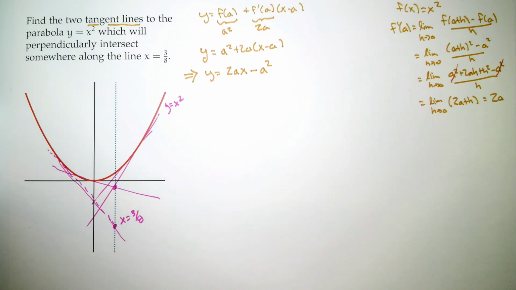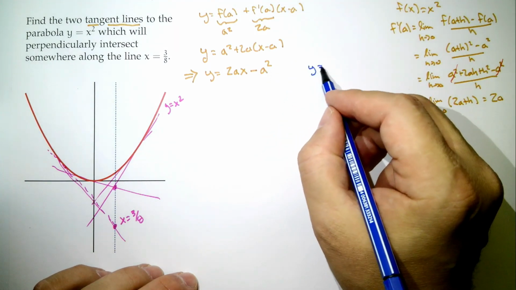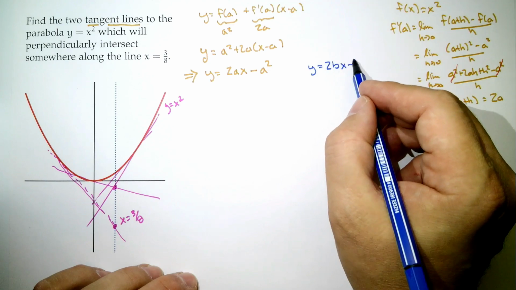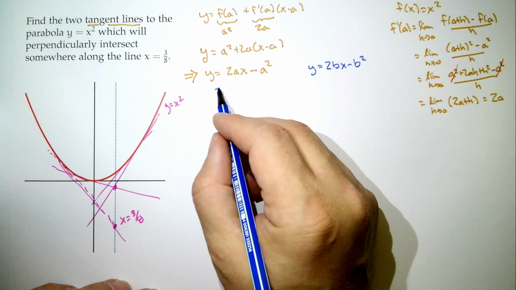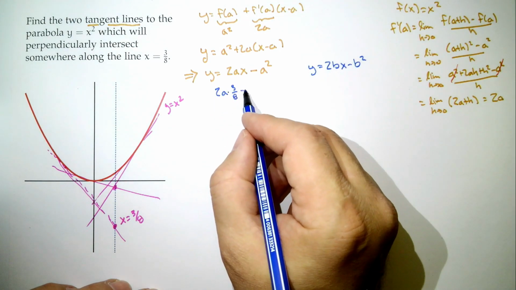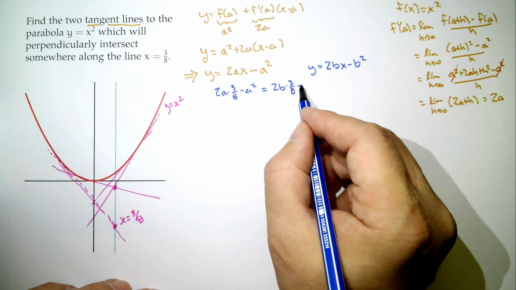We know that, say, this is our first tangent line. So this is the tangent line at a. We'll also look at the tangent line at b. So I'll say that's 2bx minus b squared. There's a couple things that have to be true. First off, they have to intersect at this x equals 3/8, which means that if I put 3/8 into both sides, I should get the same value. So if we look at 2a times 3/8, subtract a squared, that should be equal to 2b times 3/8, subtract b squared.